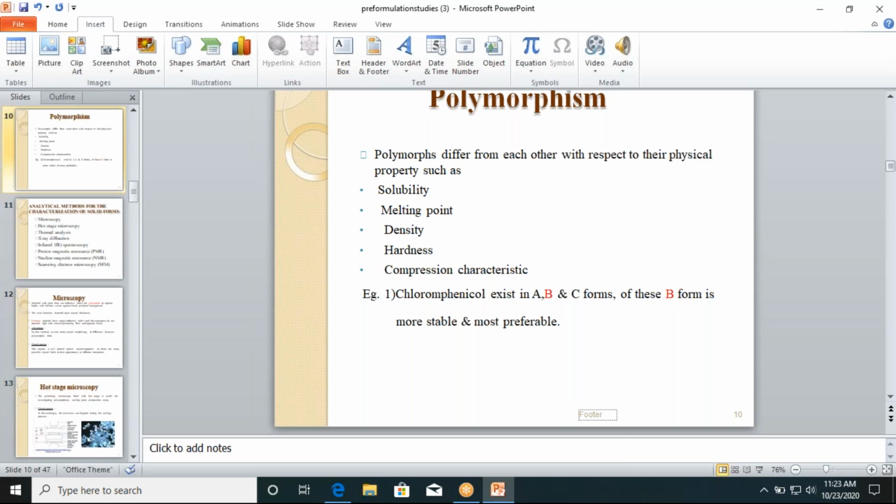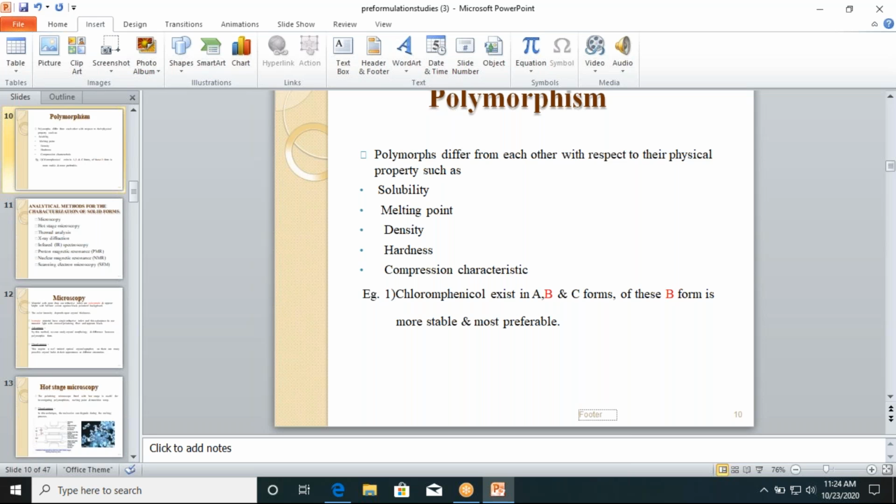So when you are going for a pre-formulation study and selecting the drug, the first thing is you have to check in which polymorphic form it exists, whether it is an enantiotropic or a monotropic form. First you will be checking that. In the case of enantiotropic, there will be different types of crystals. So which form is more stable, and what is the melting point of each form? Everything will be determined. So that is the importance of polymorphism.